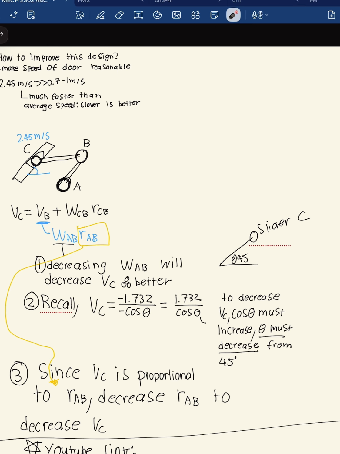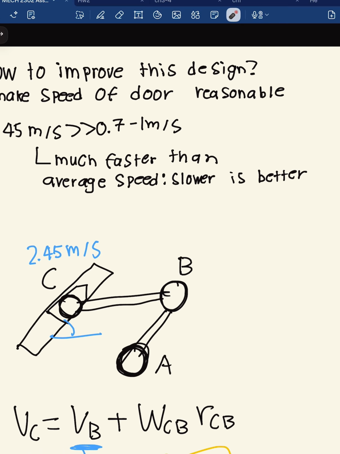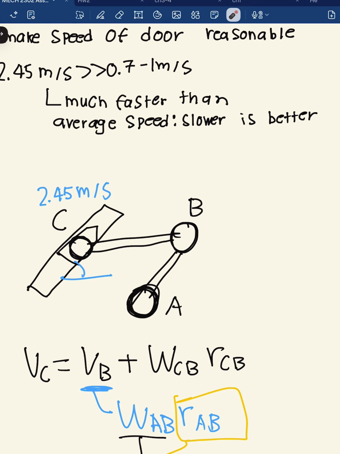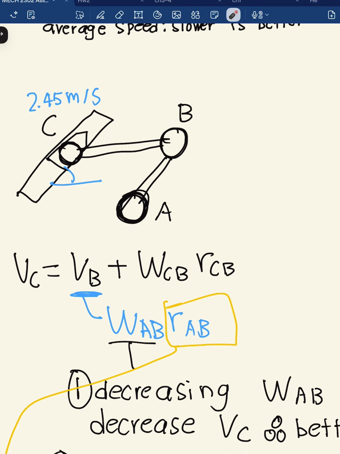So how can we improve this design? Well, given that average velocity of these type of door is 0.7 to 1 meters per second, and given that our answer is 2.45 meters per second, it is much faster than this average speed, which means ideally it must be slower. So what can we do to decrease the velocity of c?